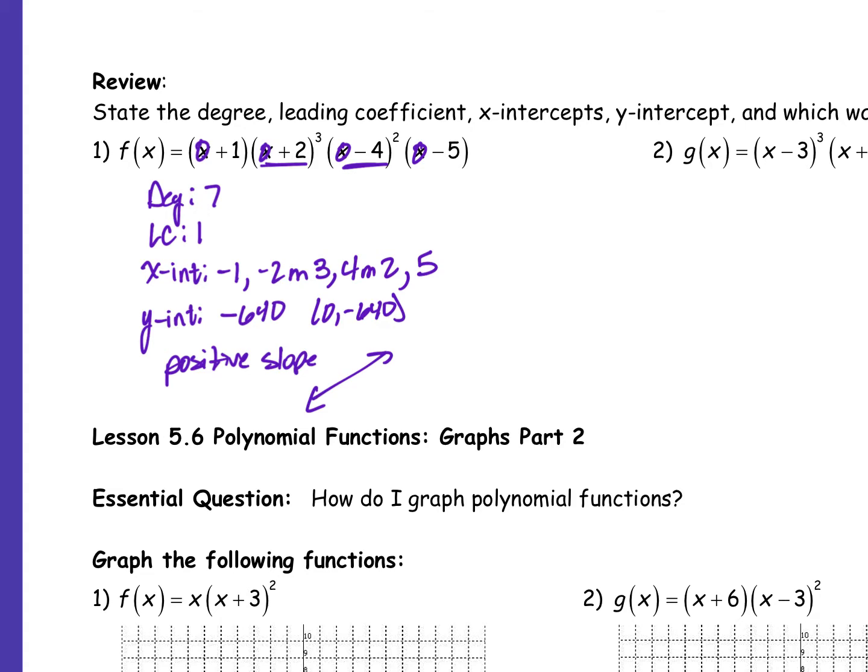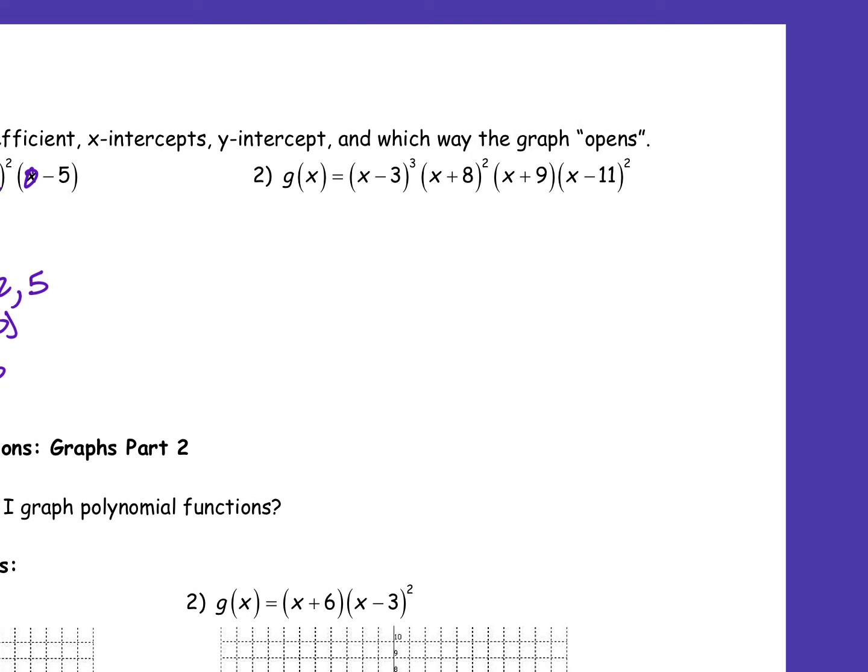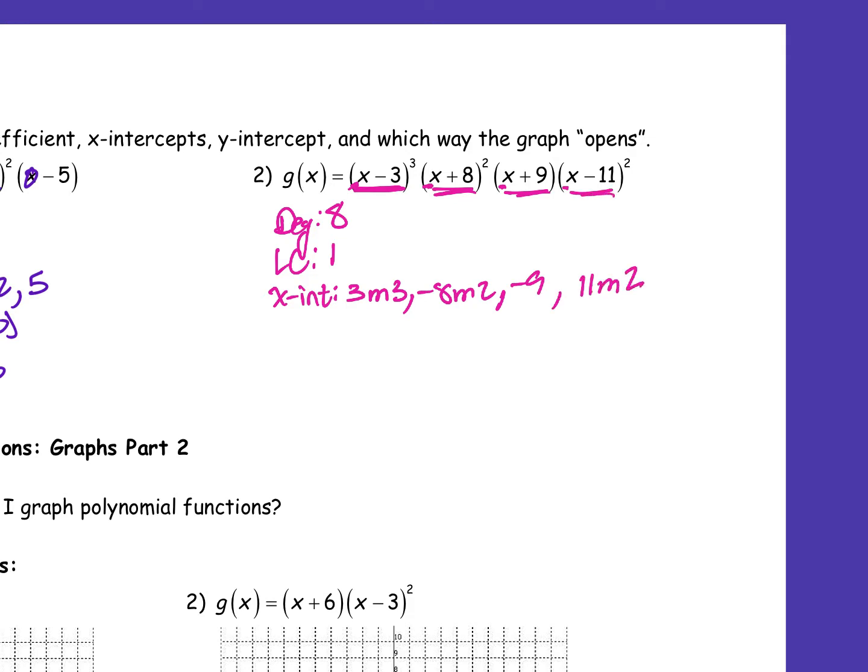And then for number 2, still going to do the same thing. For my degree, I've got, let's see, 3, 4, 5, 6, 7, 8. I have got an 8th degree there. My leading coefficient, all my coefficients here are all 1. So when I multiply them out, I'm still going to have a leading coefficient of 1. X-intercepts. So for this one, I'm going to have 3 with a multiplicity of 3. This one is going to be -8 with a multiplicity of 2. This one's going to be -9, and this one's going to be 11 with a multiplicity of 2.